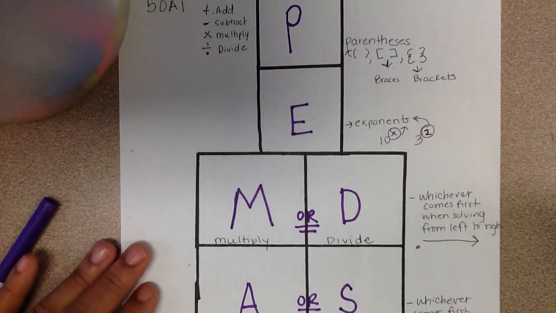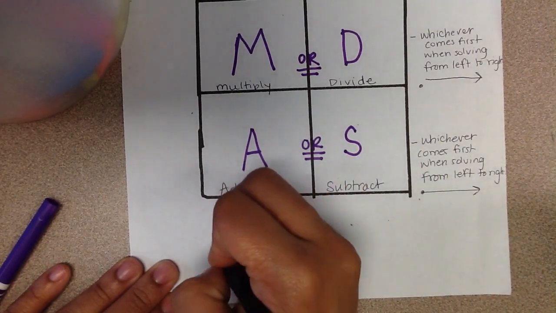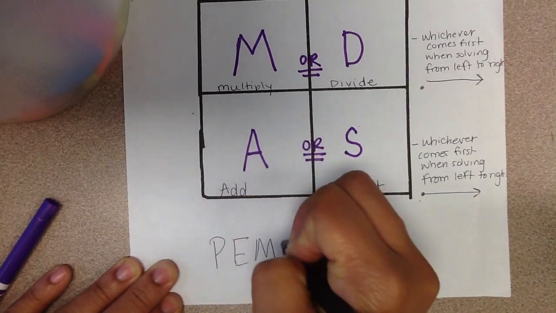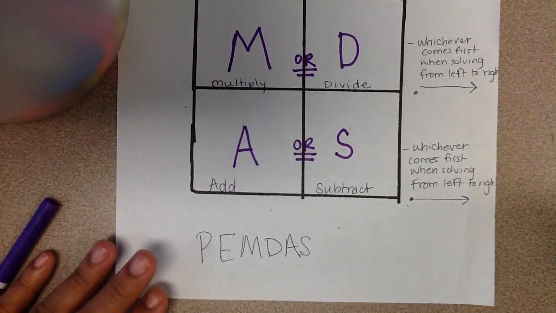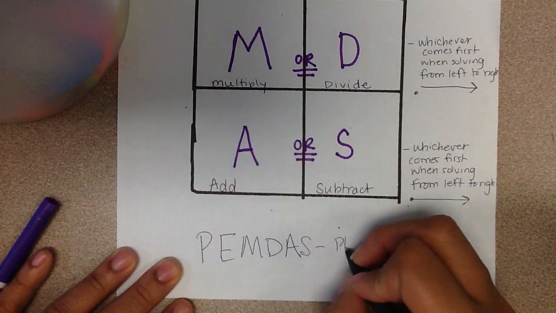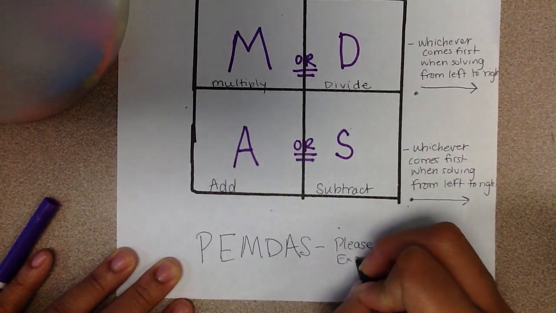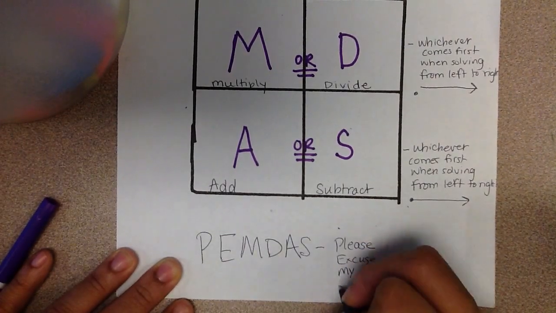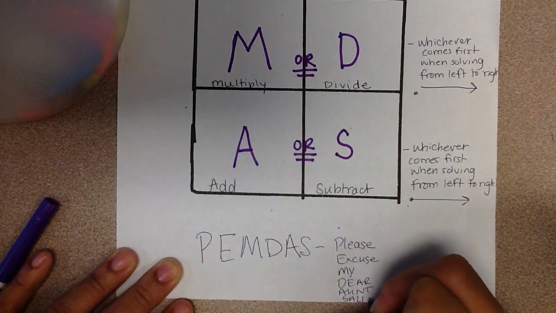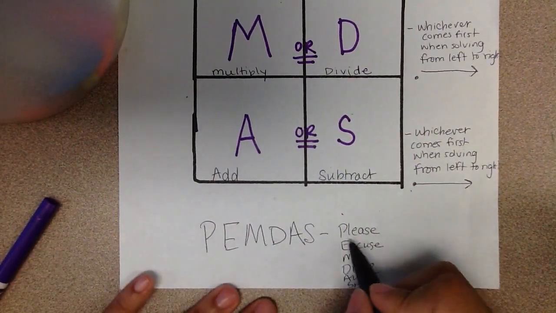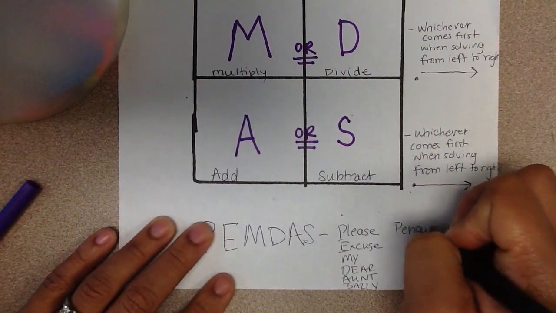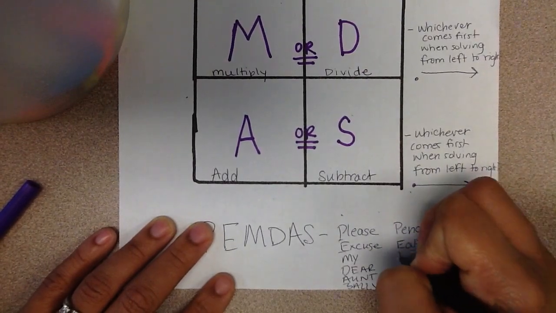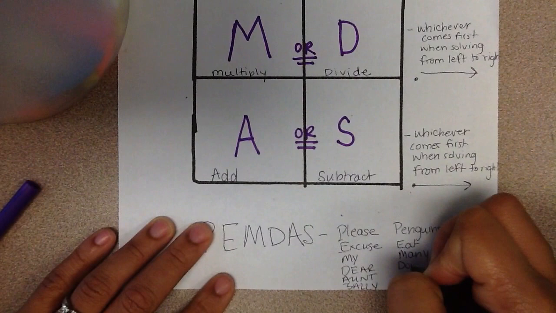Okay? Now all these letters together create the acronym PEMDAS, or what we call PEMDAS. And there are some little silly things to help you remember PEMDAS, such as please excuse my dear Aunt Sally. Okay? The P, the E, the D, the A, the S. There's also penguins eat many donuts.